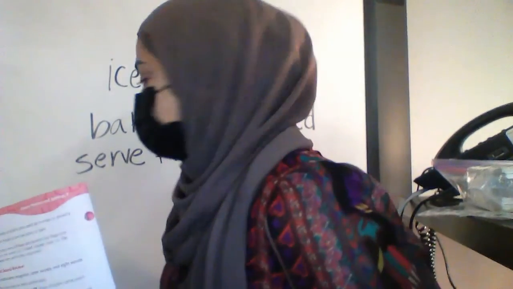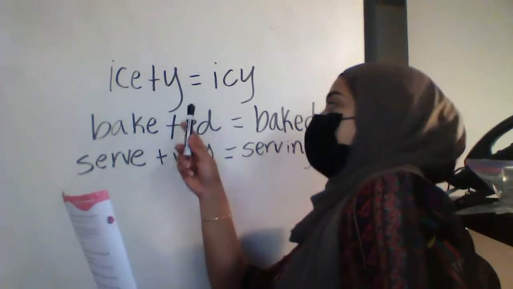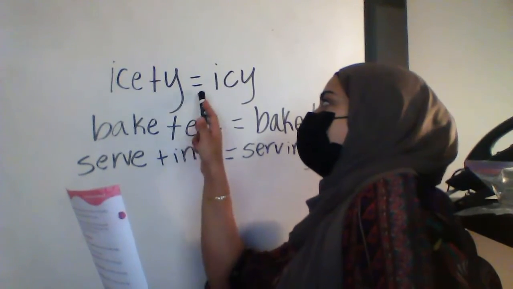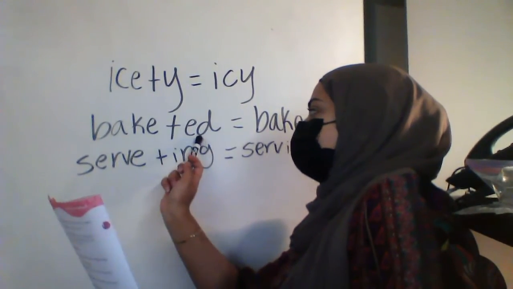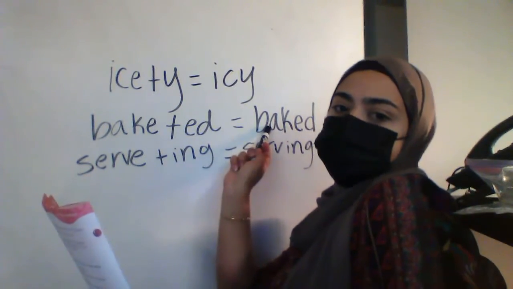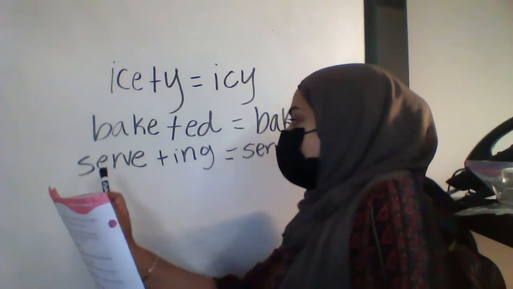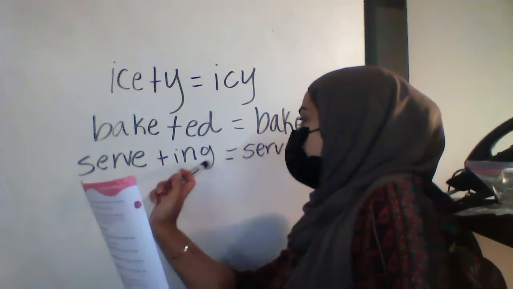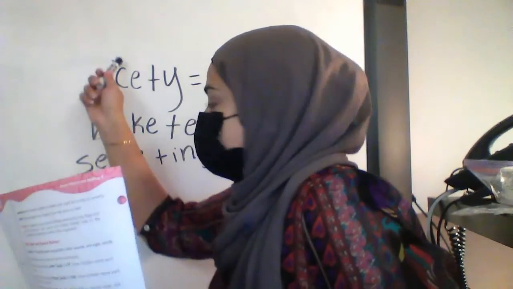Okay, let's look at the words I have written on the board behind me. I have ice plus Y equals icy. Bake plus ED equals baked. Everyone say baked. I have serve plus ing equals serving. Very good. These are all root words that are here.